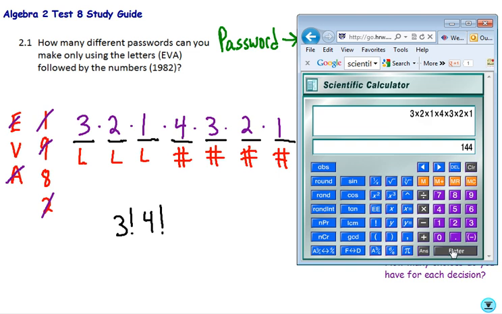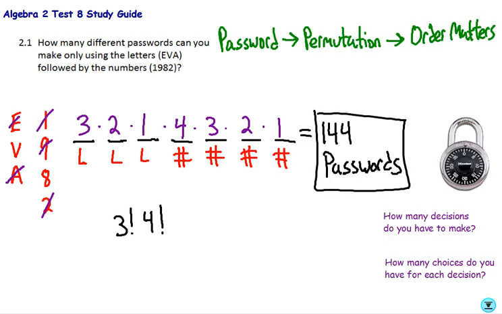Hopefully you can see it wasn't too bad to type that in, but let's say it was 100 factorial. Well, you wouldn't want to type all that in, so that's why that button's there, to make your life a little bit easier. All right, so go ahead and pause now and try the one in the middle and the one on the right side.